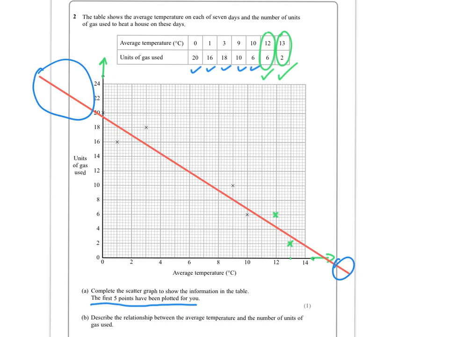So you just have your line showing your line of best fit, and then you've got to describe the relationship between the average temperature and the number of units of gas used. Well, there's a number of ways that you can do this.